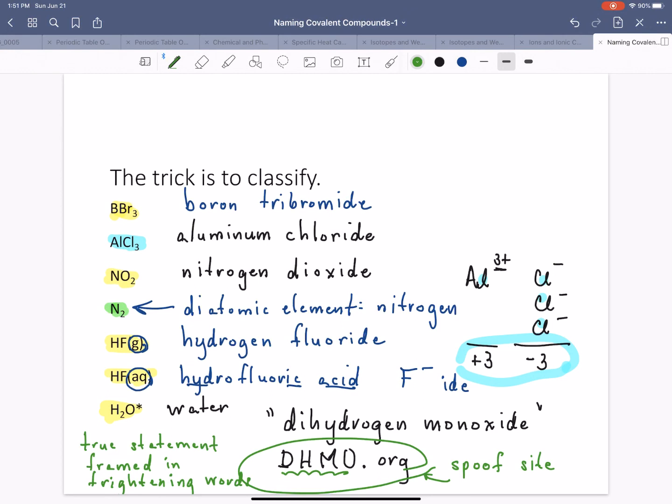So here's an extra credit opportunity for you. If you want to go to dhmo.org, and this will be an extra credit opportunity, 2 points for exam 2. If you want to go there and just see some of the true statements that are framed in a frightening way, and then pick one that you find amusing and either type up or write up a short paper, kind of like we did for the chemical symbols that don't come from the English language. That was last week's extra credit opportunity. If you want to do that and submit it, that would be great.